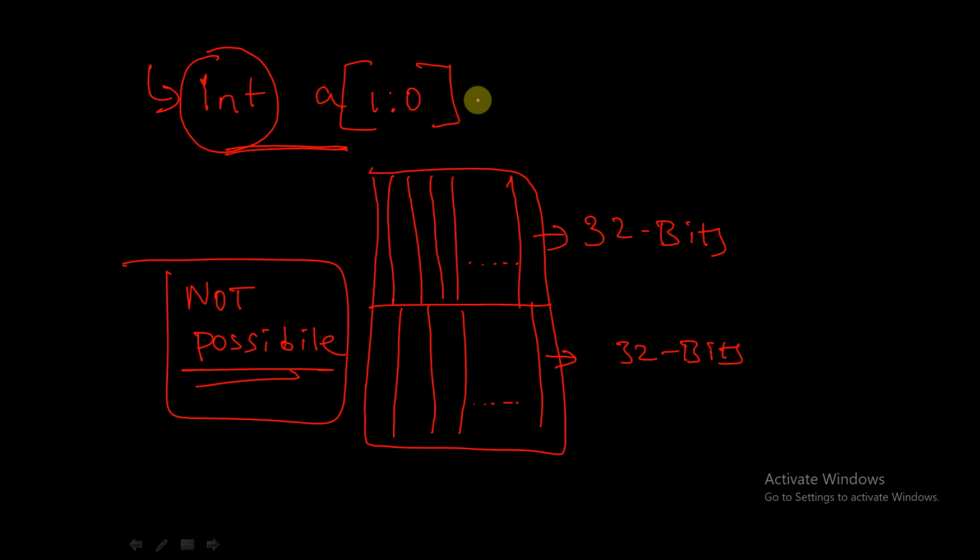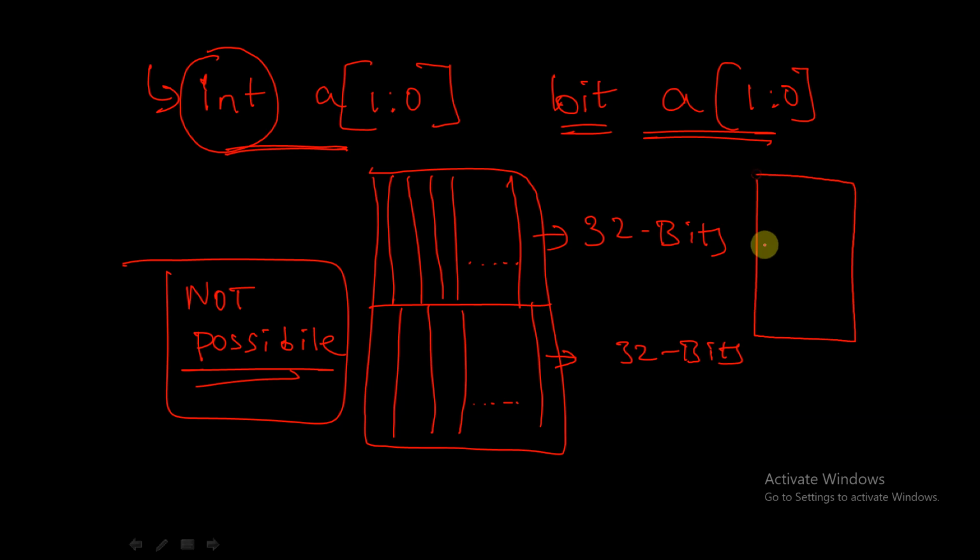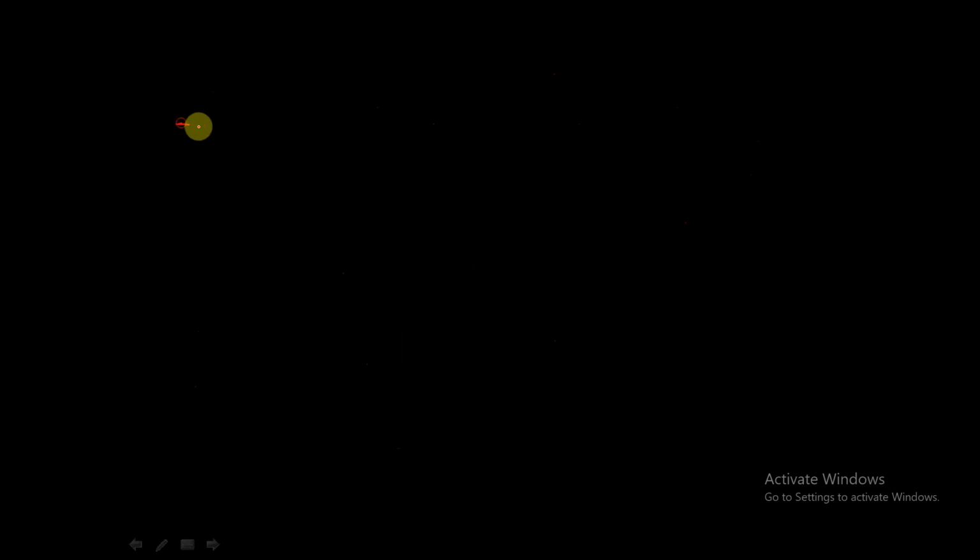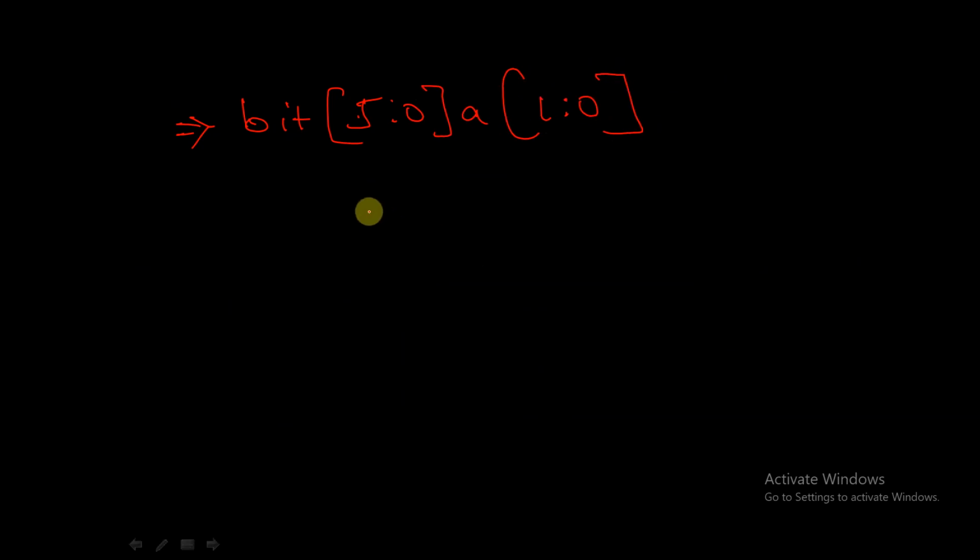So for that, what you should do is declare a packed array with bit data type, bit [1:0] A. Then you can store each bit in one location. Or else you can use a packed array and unpacked array combination, like suppose bit [5:0] A [1:0]. So how will it look like?